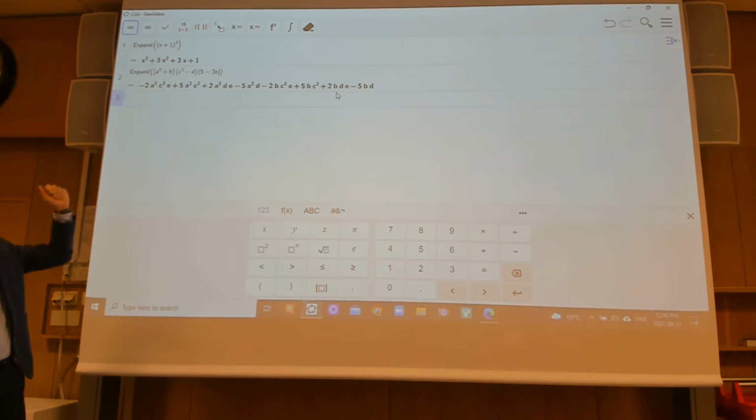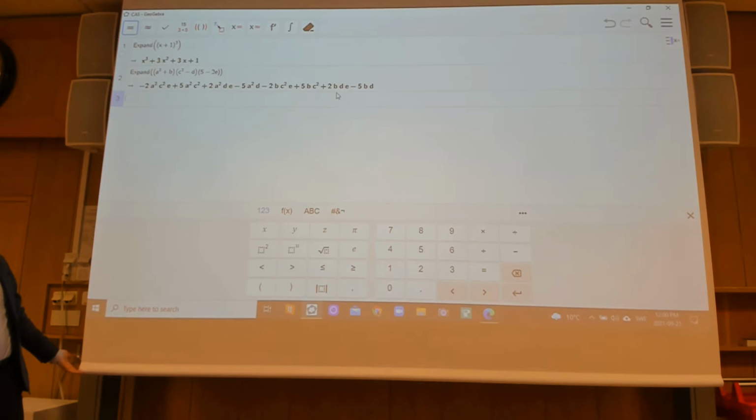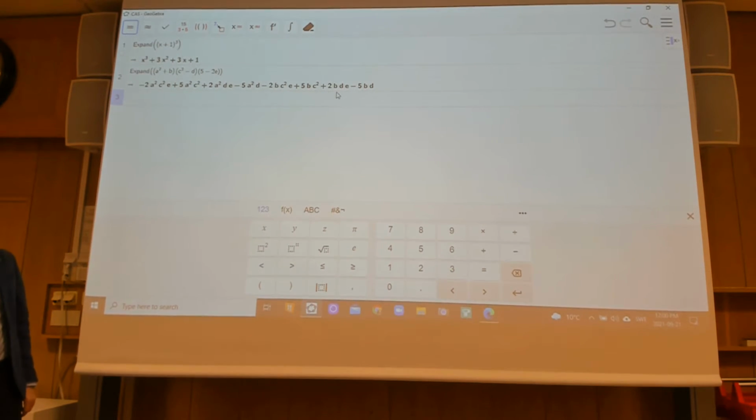Maybe there are some algorithms there that make it write in this way. I don't know exactly why it is doing this.